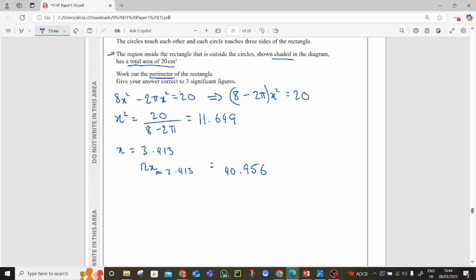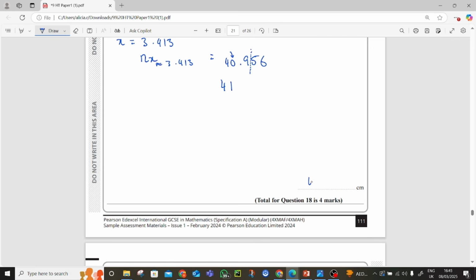Now we need to be careful here because we were asked to round to 3 significant figures. So this here is the third significant figure. So we have 40.9. So we look at the next number along here, which is a 5. This 5 means that we need to round this 9 up. We actually can't go up any further than 9, so it's going to be rounded to 10, which means that this 0 here becomes a 1. So this is actually 41 to 3 significant figures.